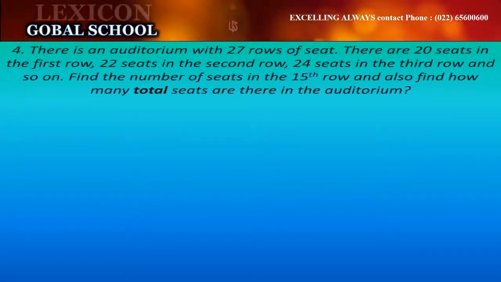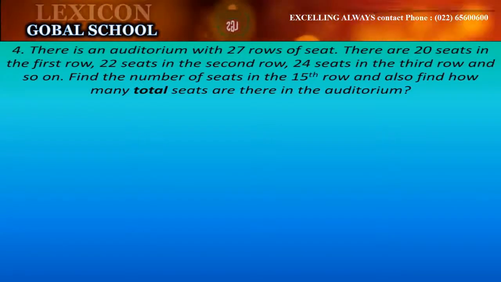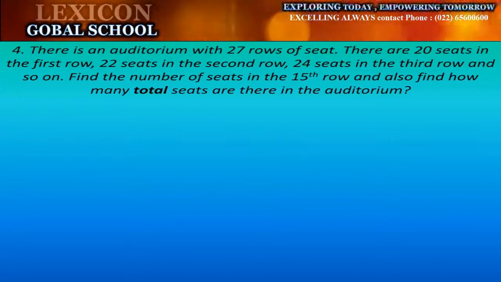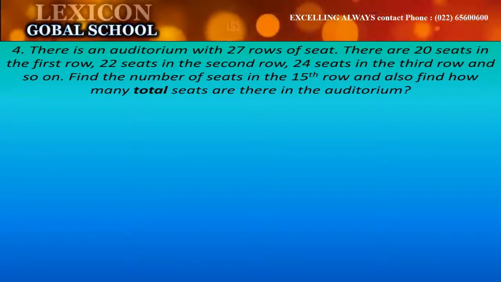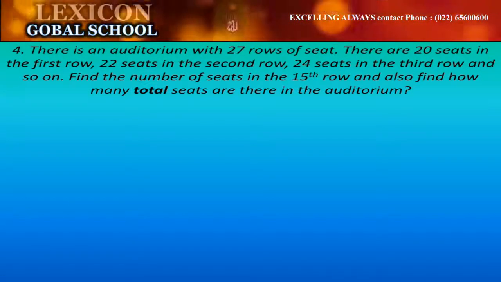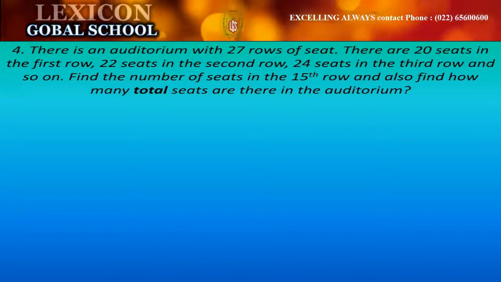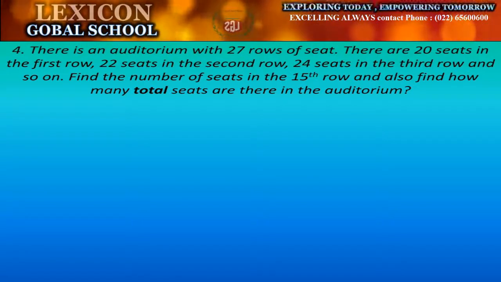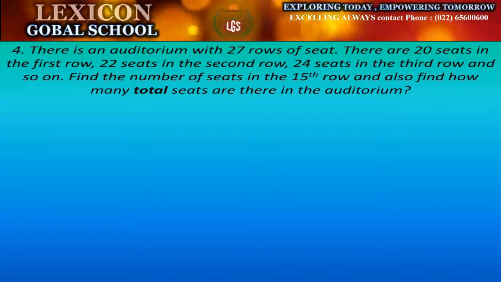Your fourth sum says, there is an auditorium with 27 rows of seats. There are 20 seats in the first row, 22 seats in the second row, 24 seats in the third row, and so on. Find the number of seats in the 15th row and also find how many total seats are there in the auditorium. So I have to find out two things over here.